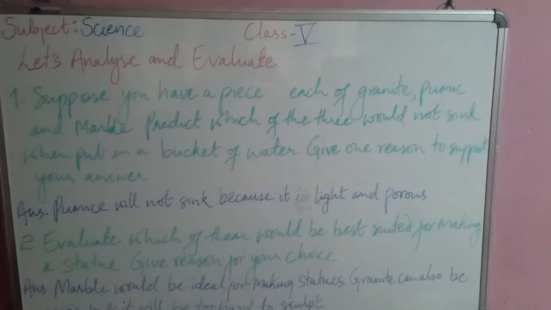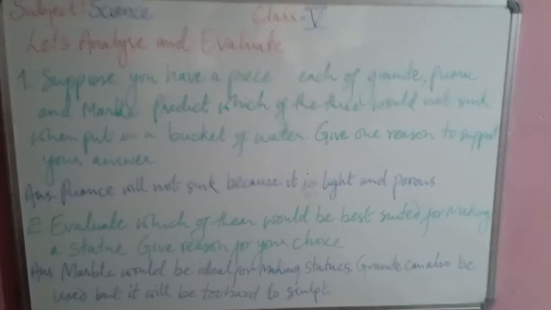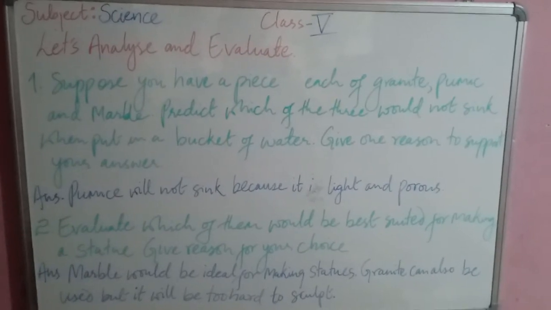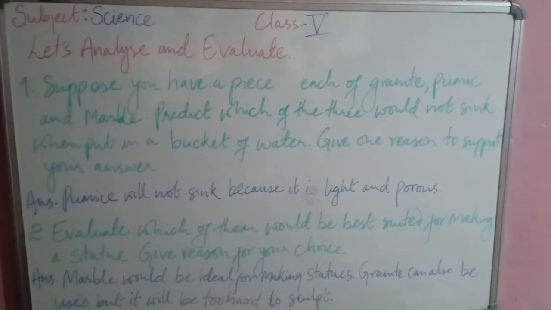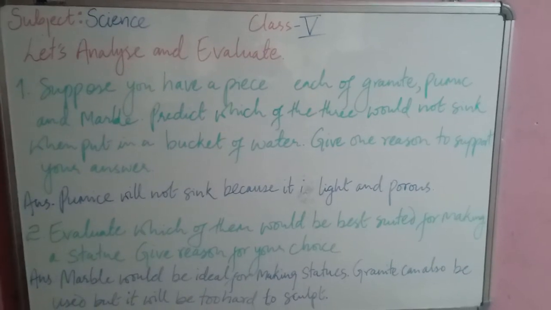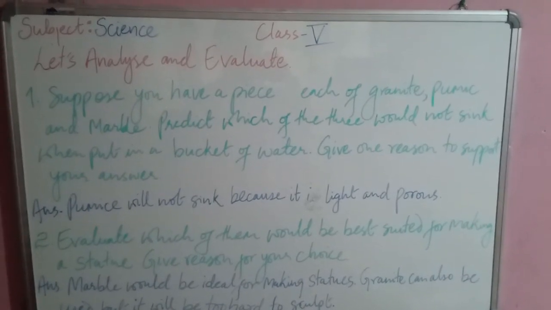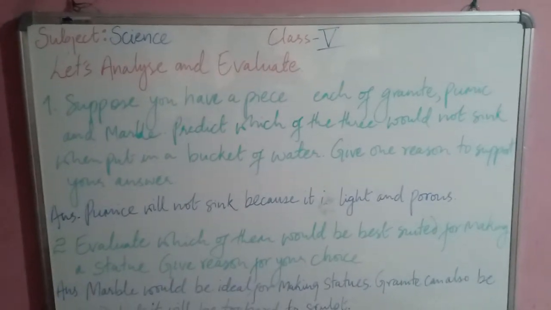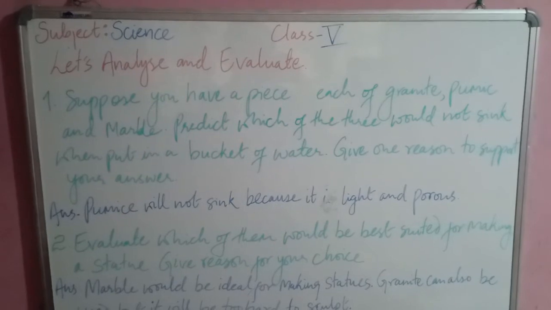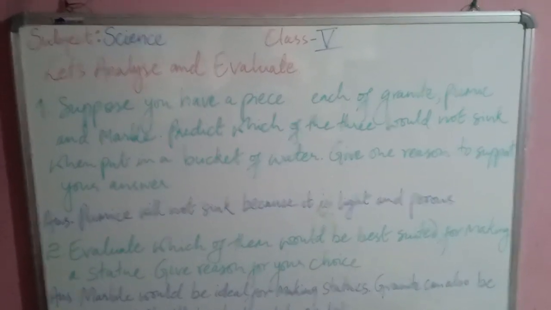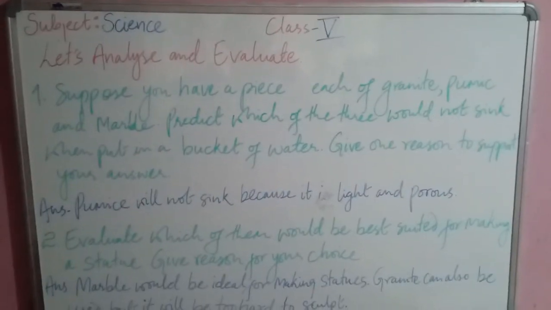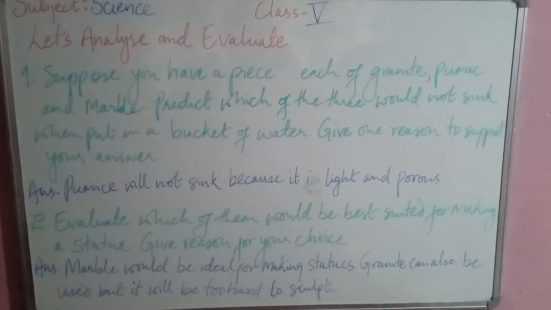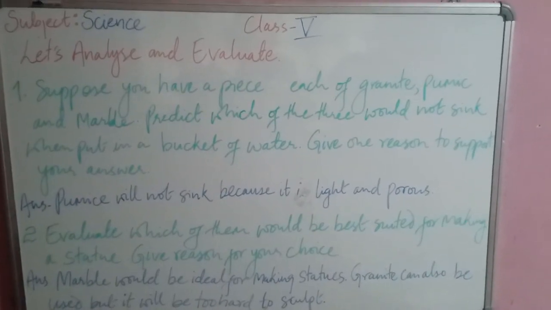Moving on. So let's analyze and evaluate questions. For question number 1, suppose you have a piece each of granite, pumice and marble. Predict which of the three would not sink when put in a bucket of water. Give one reason to support your answer. So you have to write, pumice will not sink, because it is light and porous.